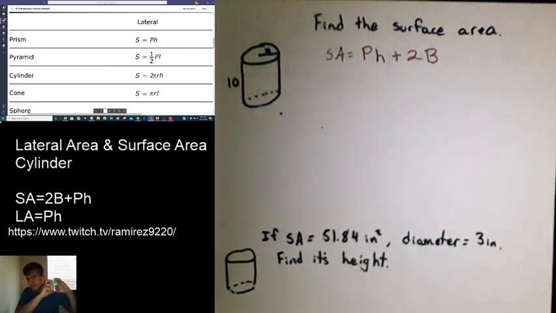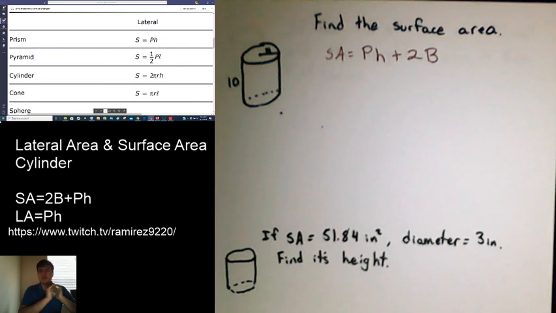Now the reason it's different on your formula sheet is for the following. PH is, again, the lateral area, where P stands for perimeter of the base. Our base is a circle. And I asked you guys a while back, what was another word for perimeter in a circle? And you guys told me that it was circumference, right? So notice how the circumference here is basically your perimeter, and the overall height of the cylinder is here. So this is what's going to give you this lateral surface area.